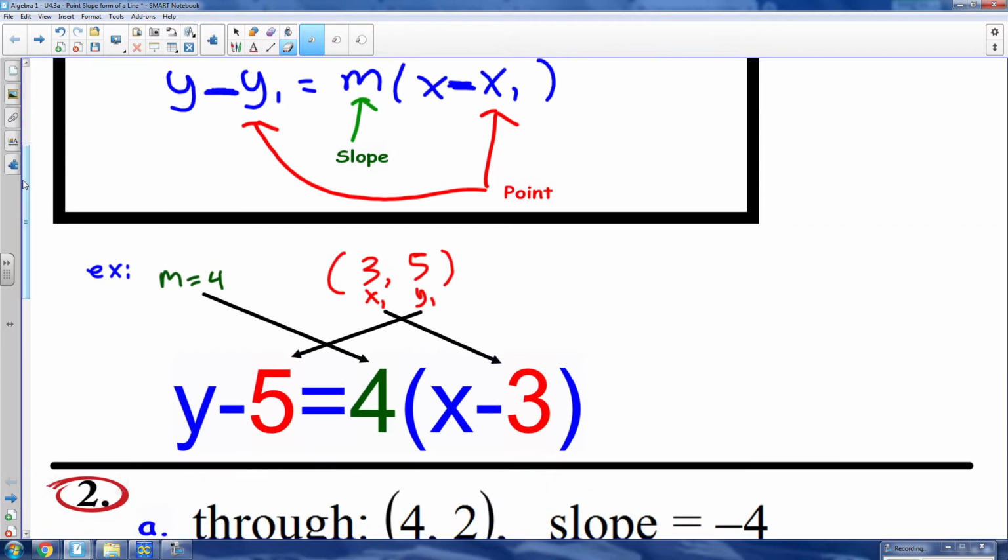Here's an example. When you have an m of 4, just put the 4 where the slope is, right here. And when you have a point of 3 and 5, just put the 3 where it belongs with the x, and put the 5 where it belongs with the y. So let me give you a pretty quick example of this. It's pretty straightforward.